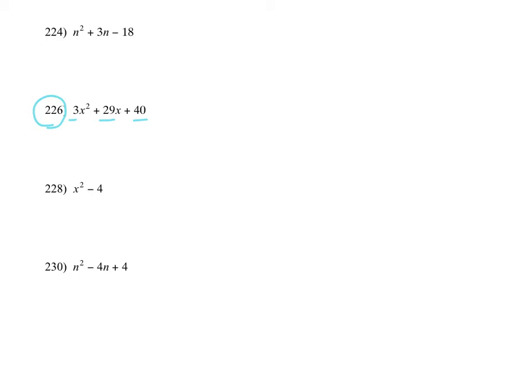2 numbers that multiply to 3 are 1 and 3. And 2 numbers that multiply to 40, well, I can do 2 and 20, or I can do 4 and 10, or I can do, let's see, 40 divided by 5 is 8 and 5. So I believe those are the only 3 combos.